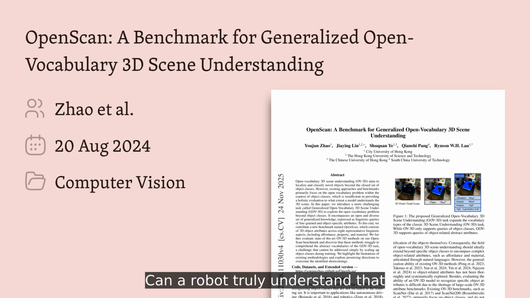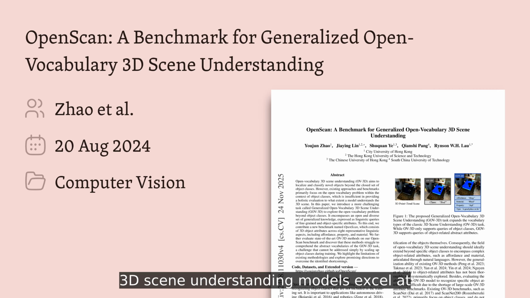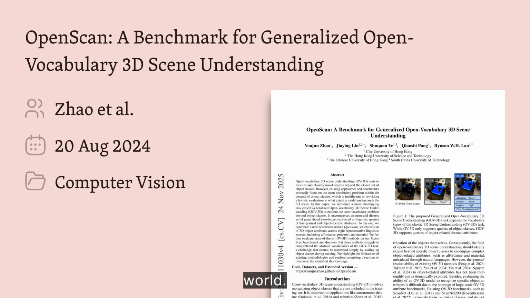Can a robot truly understand that a chair is for sitting, not just that it's a chair? Current 3D scene understanding models excel at naming objects but stumble when asked about their purpose, material, or other fundamental attributes that define our physical world.